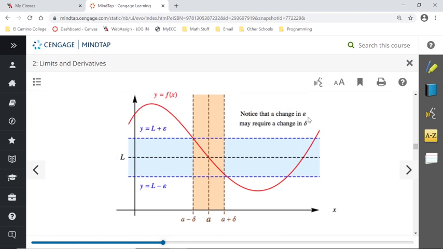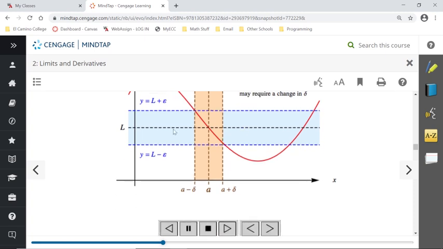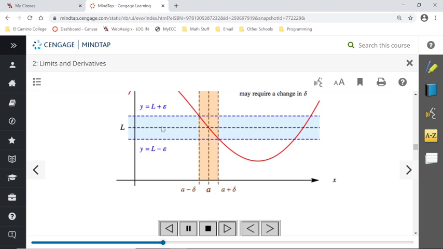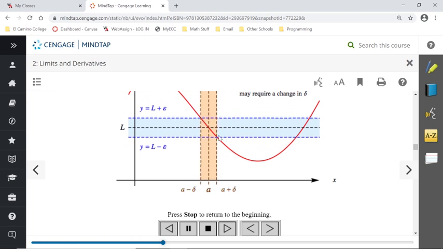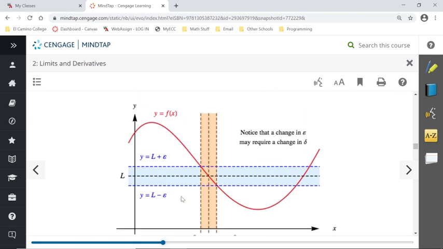Notice a change in epsilon may require a change in delta. We're going to change epsilon by making epsilon smaller. So we're shrinking down this trap over here on the y values. And the intersections with the curve at the upper and lower bounds result in different values of delta, because this interval has shrunk as well. Now we have to be prepared for epsilon to be chosen to be any value.